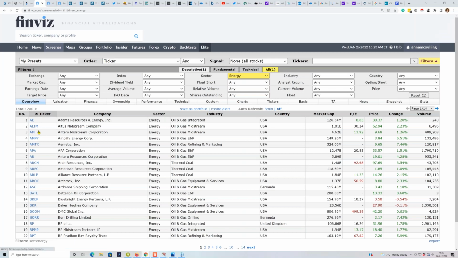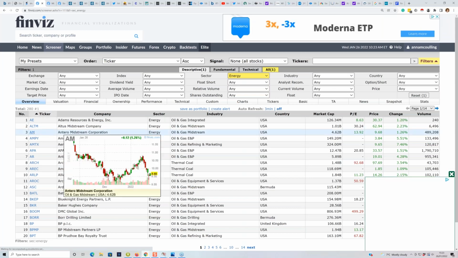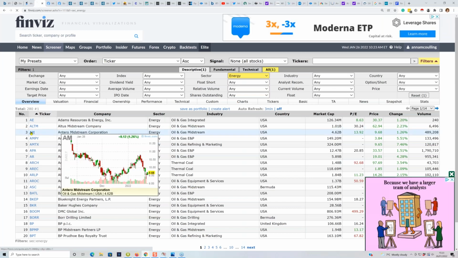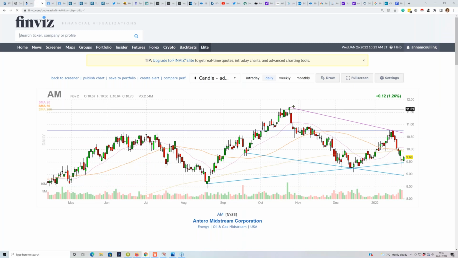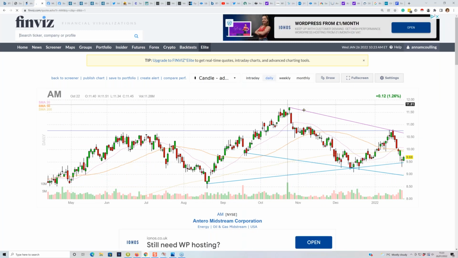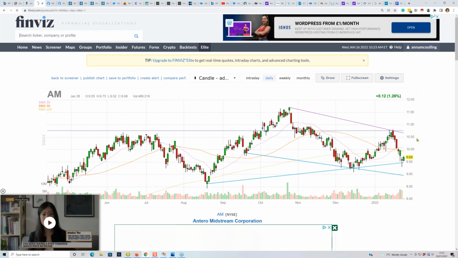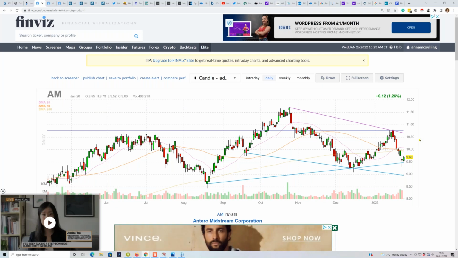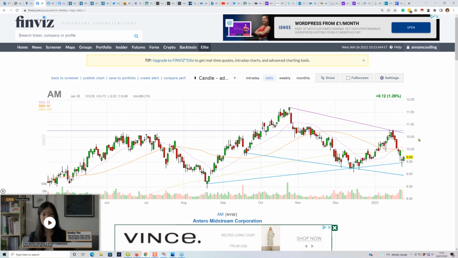All right. This was the chart that caught my eye. Antero Midstream. Here we are. This is what I've recreated on my own chart. This is one that came through on the FinViz filter. I do apologize. I'd forgotten that once we have the Wall Street open, I lose everything from the previous day.